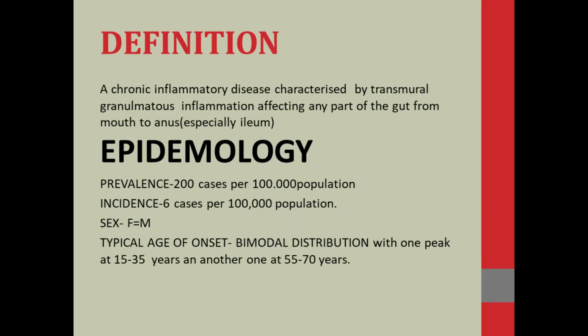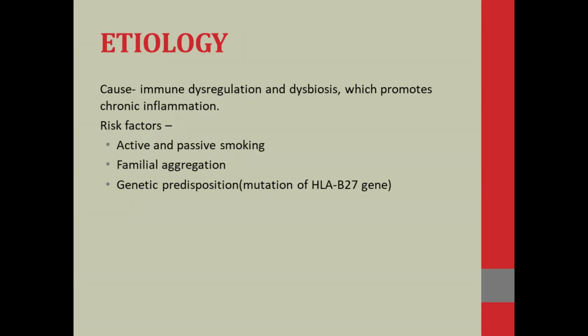So, the definition. Crohn's disease is a chronic inflammatory disease characterized by transmural granulomatous inflammation affecting any part of the gut from mouth to anus, especially the ileum. Epidemiology. The prevalence of this disease is 200 cases per 100,000 population with an incidence of 6 cases per 100,000 population. It is equally prevalent in both sexes, female and male. The typical age of onset has a bimodal distribution, with one peak at 15 to 35 years and another peak at 55 to 70 years.